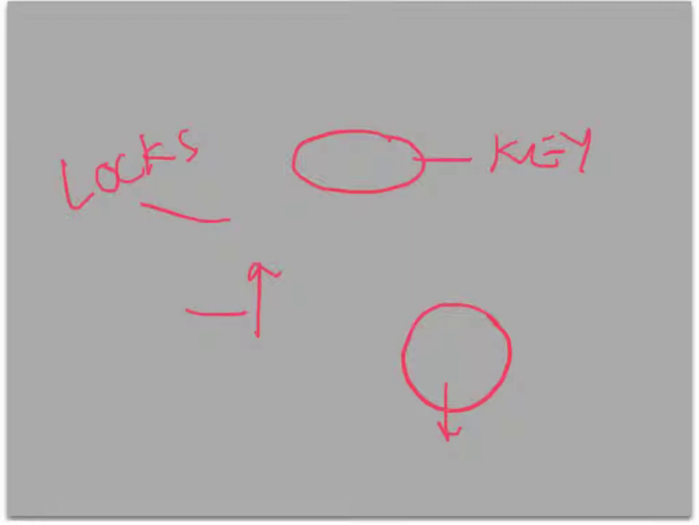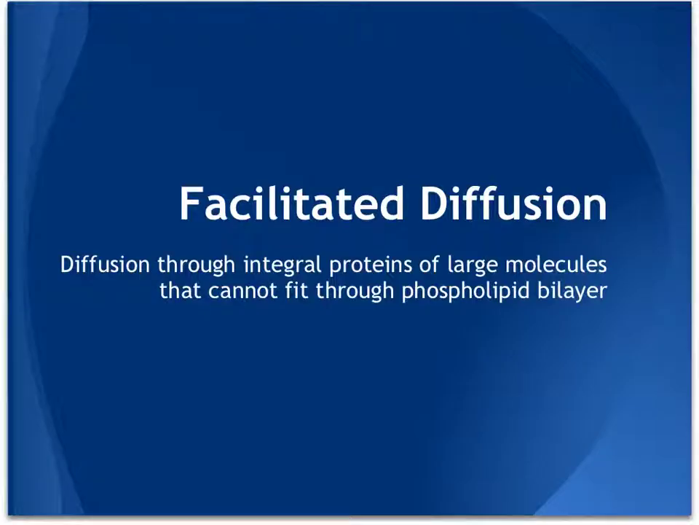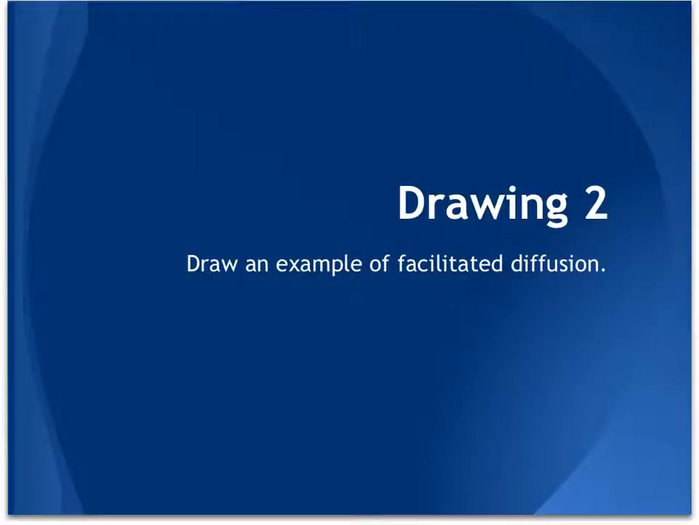Here's the definition of facilitated diffusion. It is the diffusion through integral proteins of large molecules that cannot fit through phospholipid bilayers. Please write this down in your notes. And now what I'd like you to do is to draw an example of facilitated diffusion. You may draw this example as a channel protein, like an open doorway, or you may draw an example like the lock and key model of glucose transport that we talked about.